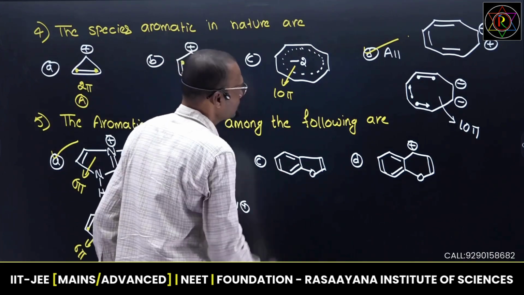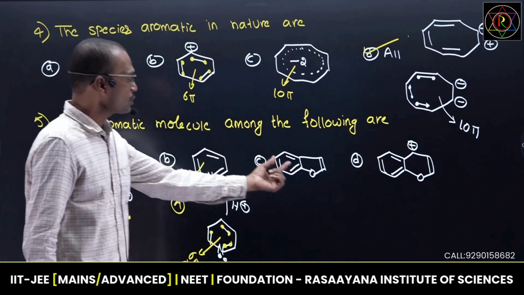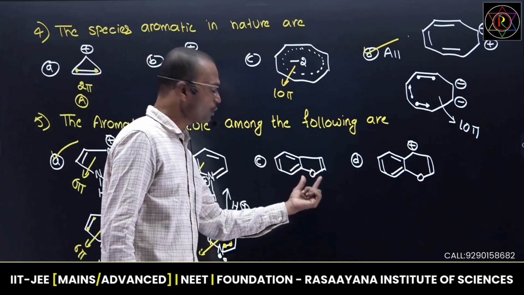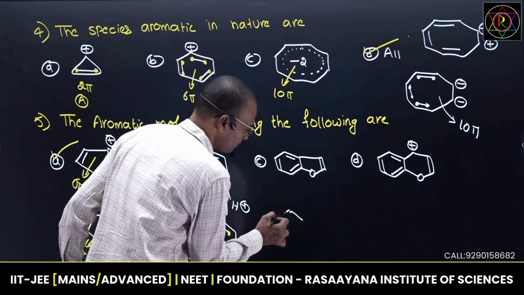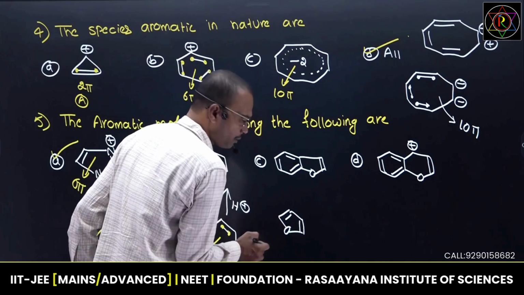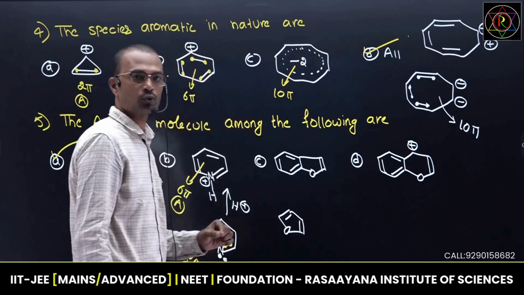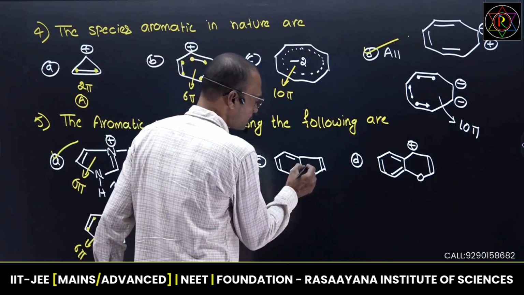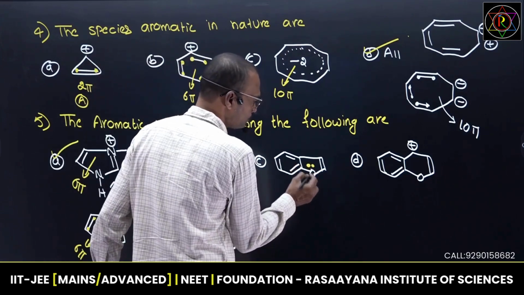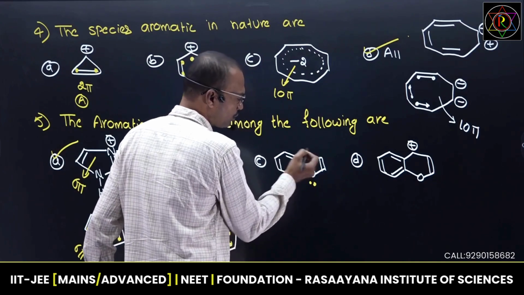This is an oxygen heterocyclic ring, benzo-bifuran. If I write only this one, furan. Furan is aromatic. If I write this one, this is aromatic. Even this is benzo-bifuran. Benzo-bifuran is also aromatic in nature, because if I take these two non-bonding electrons, out of two lone pairs, one lone pair is involved in resonance.